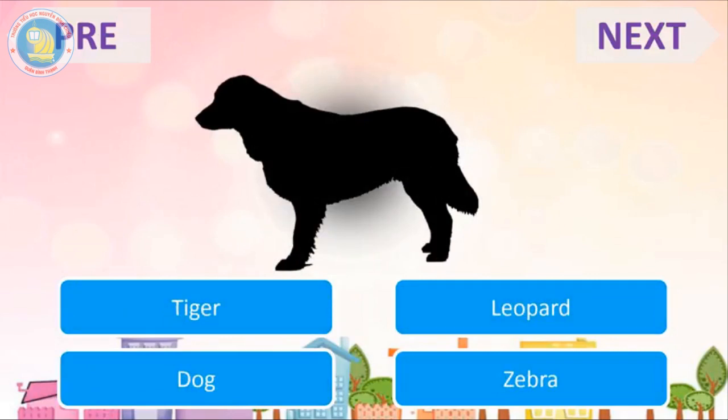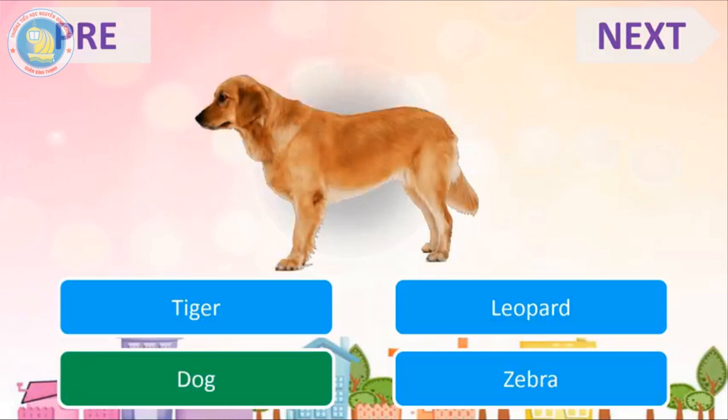Everyone, you look at the shadow of the animal. Very easy. What's this? It's a dog. That's right. Okay, now everyone, you repeat after me. It's a dog. It's a dog. Very good.